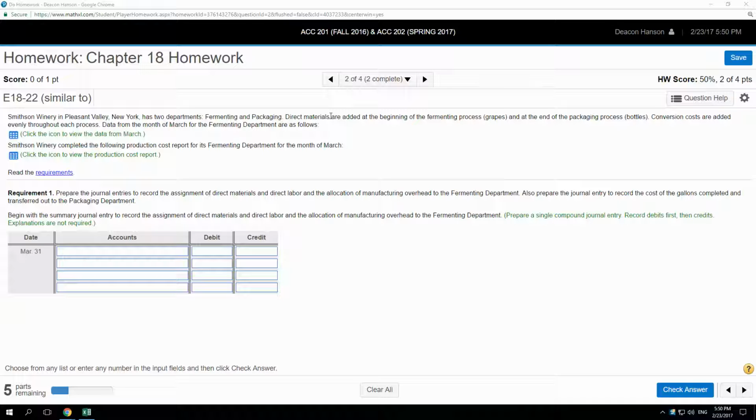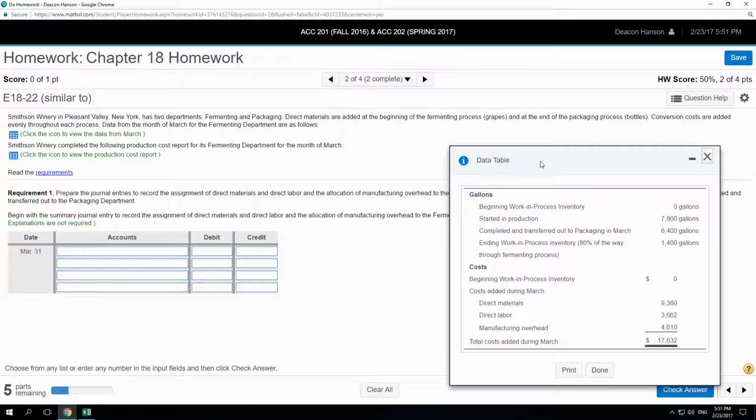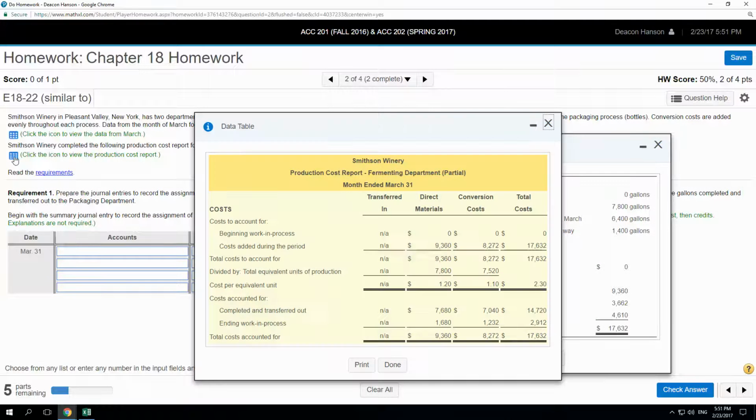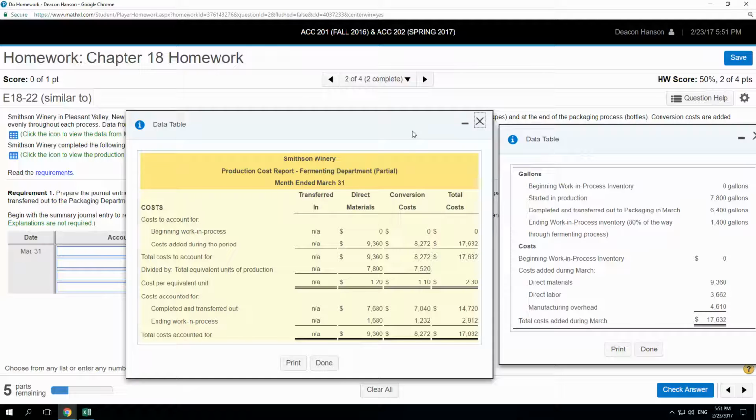So two types of direct material. Conversion costs are added evenly throughout each process. Data from the month of March for the fermenting department are as follows. So that's the fermenting department's data in units, and then cost data down below. And they did a production cost report. So this is what it looks like.